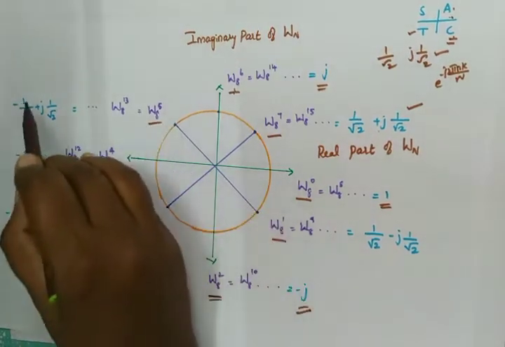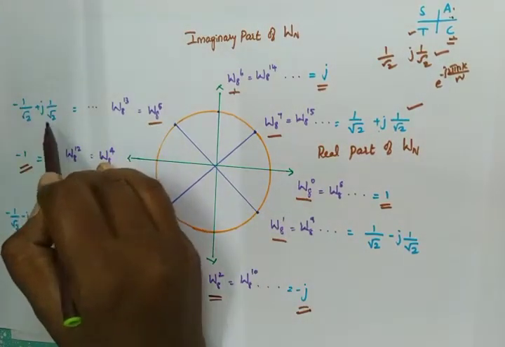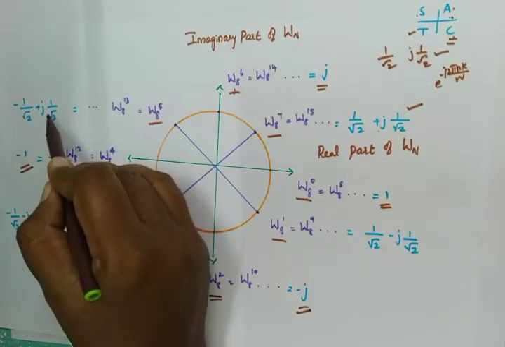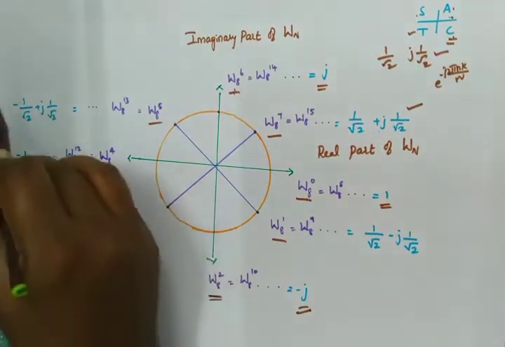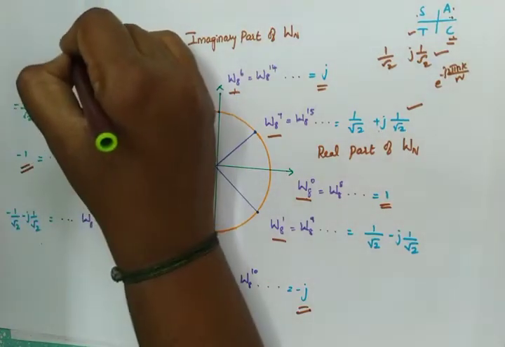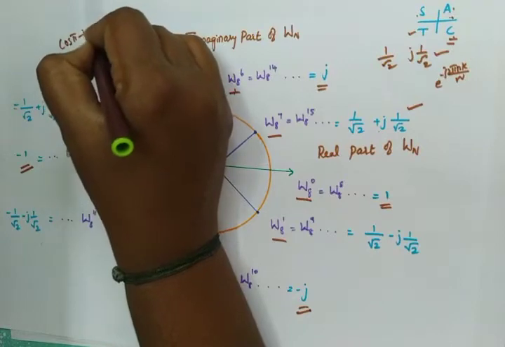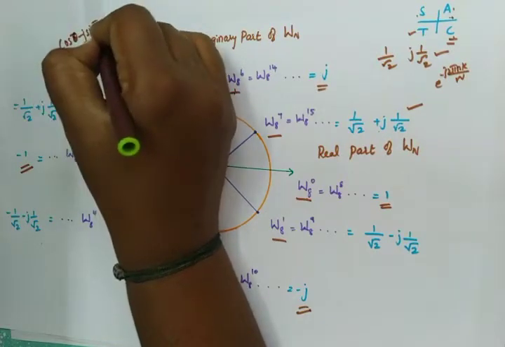And here again we have 1 by root 2, j 1 by root 2. Here sin will be positive and the rest will be negative. So we have plus j and here minus, because of how we write it: cos pi minus j sin pi and so on, cos theta minus j sin theta.